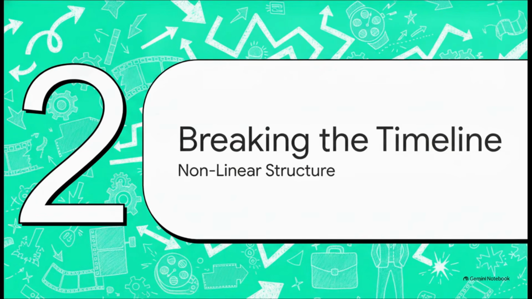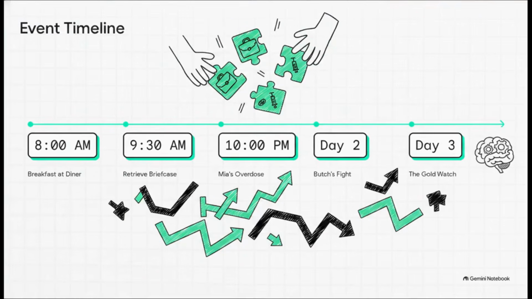Moving right along, Section 2. Breaking the timeline, the architecture of nonlinear storytelling. Okay, this is where the film completely shattered traditional Hollywood narrative structures. Up until '94, most movies held your hand from point A to point B. But if you mapped out the actual events of Pulp Fiction chronologically as a standard crime timeline, it looked just like this list. Breakfast, retrieving the briefcase, Mia's overdose, then days 2 and 3 with Butch's fight and the gold watch. But Tarantino? He completely scrambled these beats.